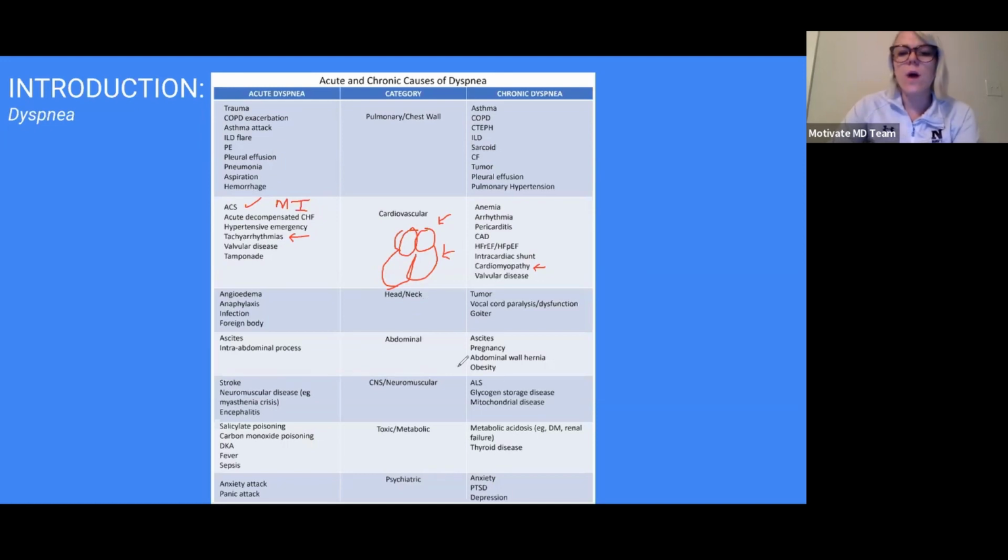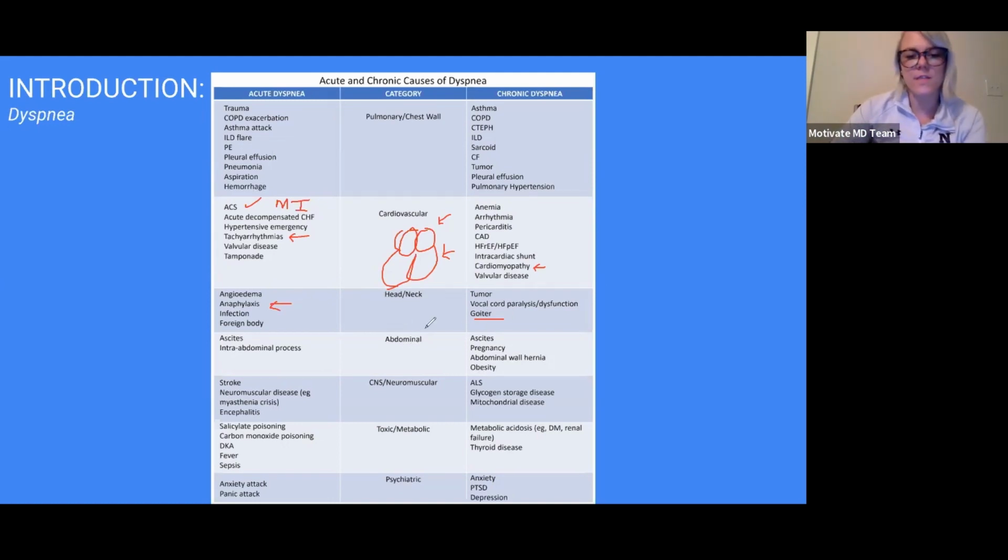Okay, now other things, what else can cause it? Obviously, anaphylaxis can cause it, angioedema. If you have an infection, tumor, head and neck cancers can cause it. If you have a goiter, that can also cause shortness of breath, because as you can imagine, if you have a goiter of the thyroid, and we've talked about this in the thyroid lectures in the past, it can be swollen. As a result, it can impinge on structures in the neck, the trachea, things along those lines.